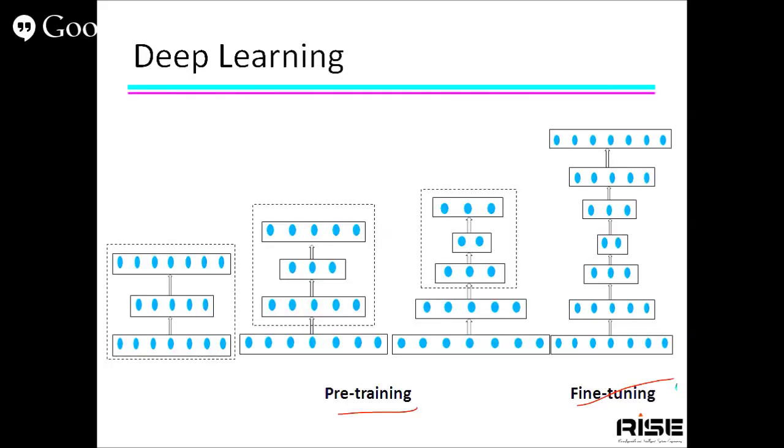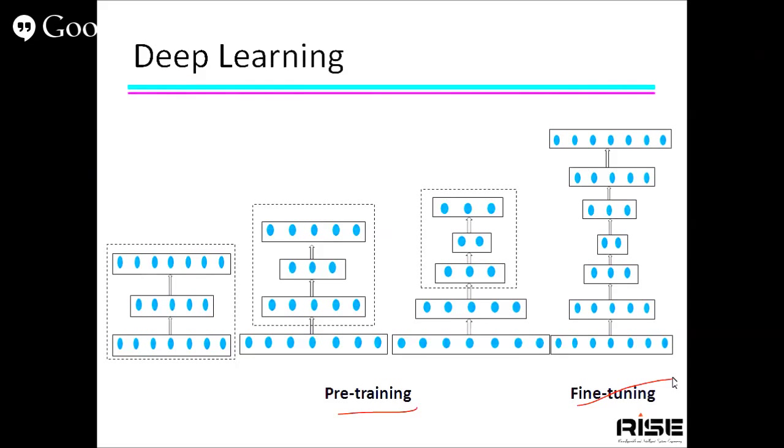Why is this working? Or in other words, why is this better than a usual backpropagation? Take a few seconds and think about it. Well, so the answer is this.